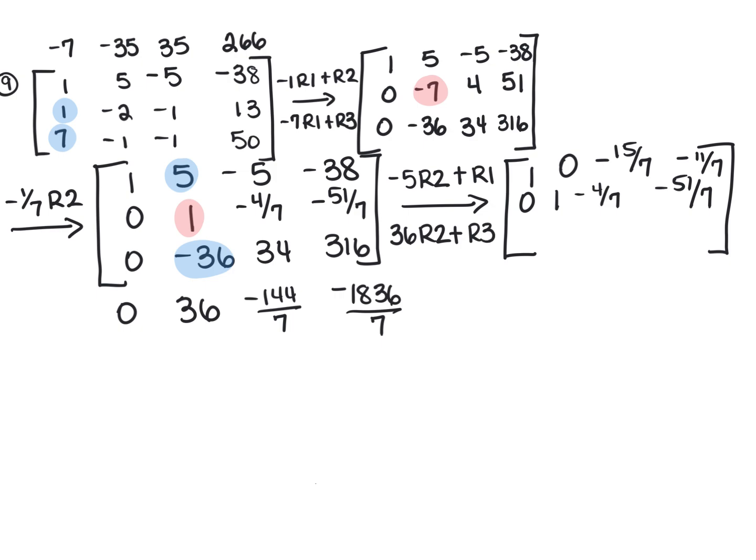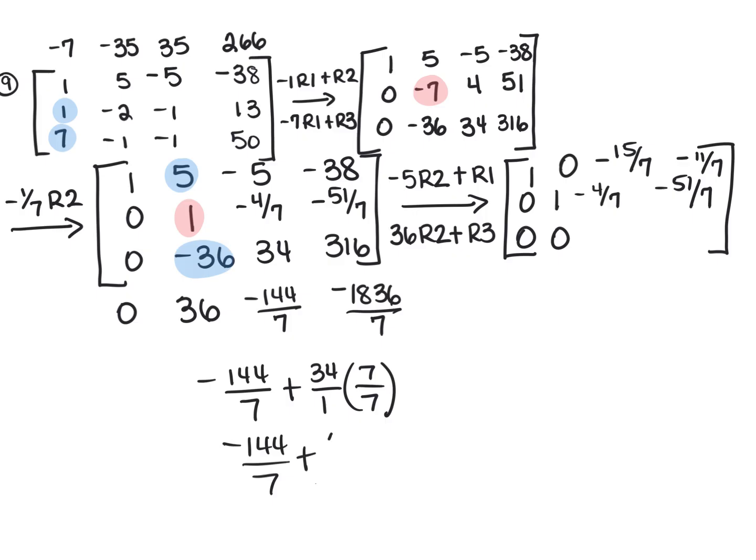So 0 plus 0 is 0. 36 minus 36 is also 0. And then we're going to have -144 over 7, and we're going to add to that 34 over 1. So again, I have to get a common denominator of 7 over 7. So 34 times 7 gives me -144 over 7 plus 238 over 7. So I subtract the tops, which gives me 94 over 7. So that number goes here.